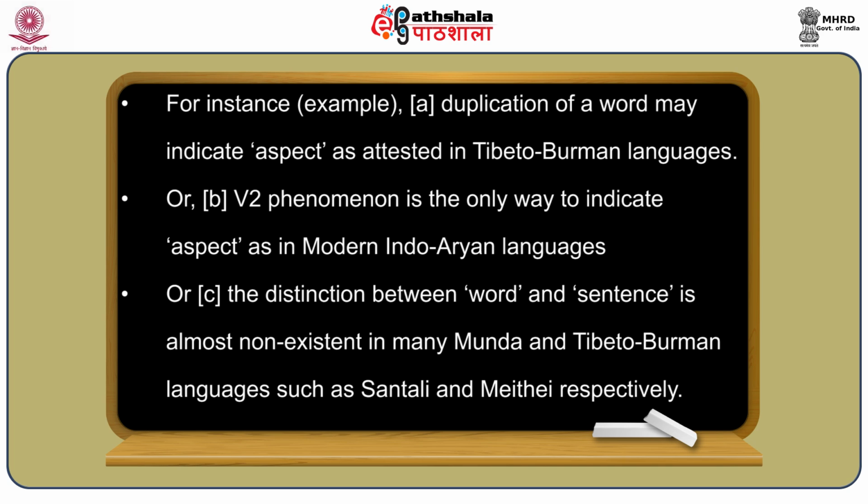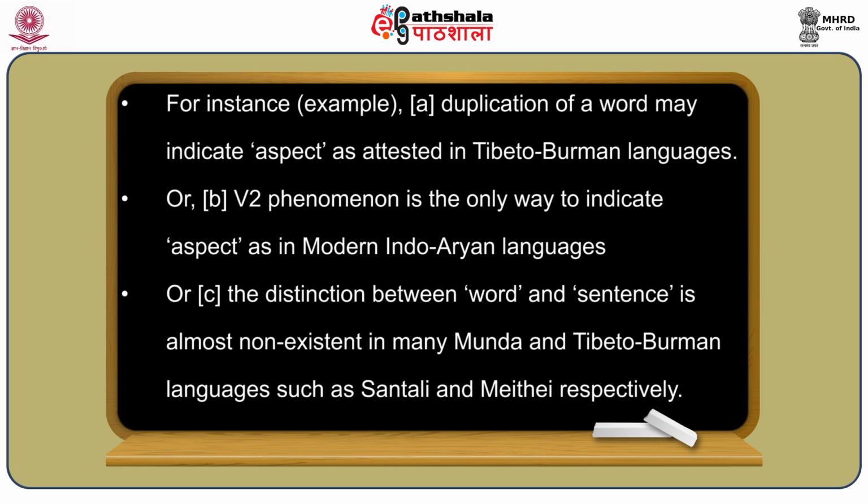For example, I'll just give you a small example. The duplication of a word may indicate aspect, which is attested in Tibeto-Burman languages, but is not available in any of these languages. They will not explain how duplication of a word may indicate an aspect.